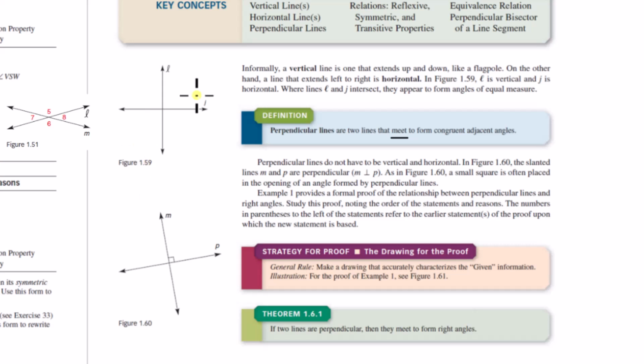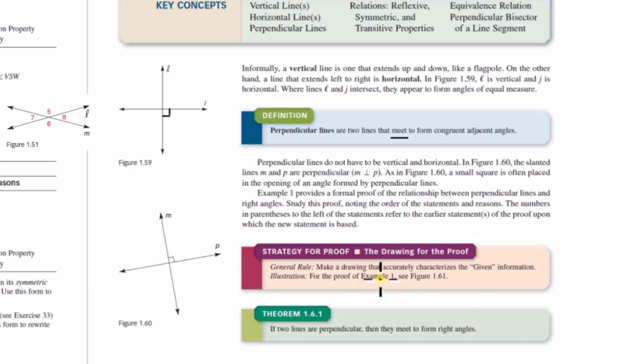Okay, but then as a consequence, that means these two angles are going to be congruent on the other side. They're all going to be congruent, so you could do this as well on any angle you want. All right, example 1 provides a formal proof of the relationship between perpendicular lines and right angles. Study this proof, noting the order of the statements and reasons. The numbers in parentheses to the left of the statements refer to the earlier statements.